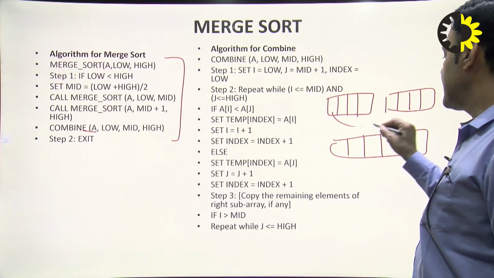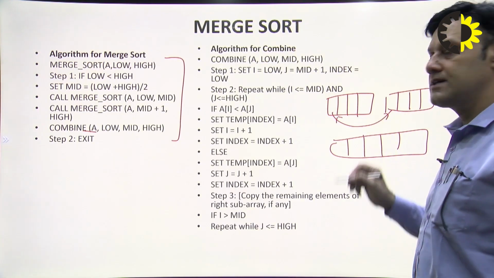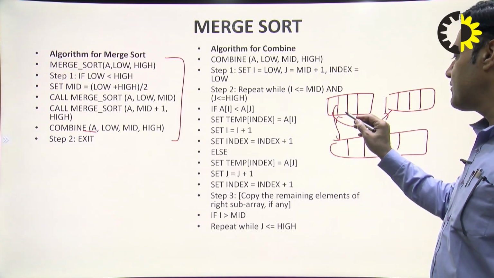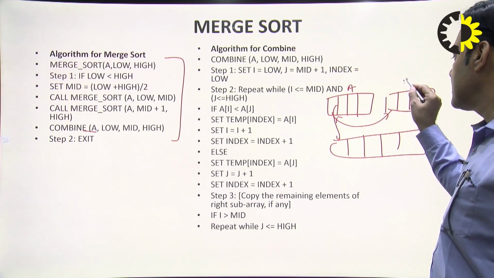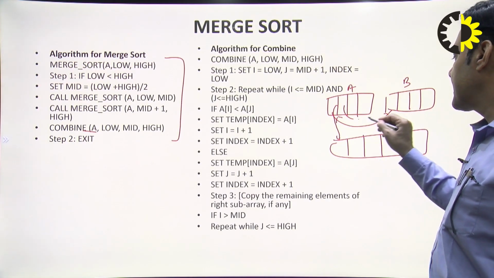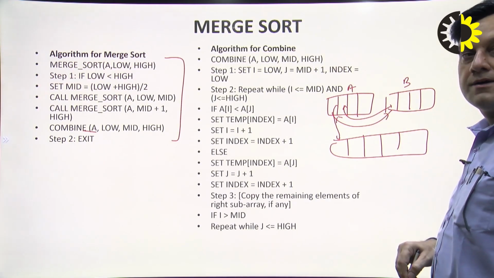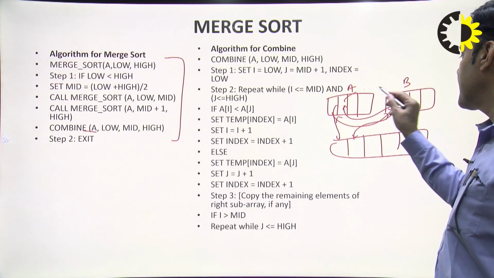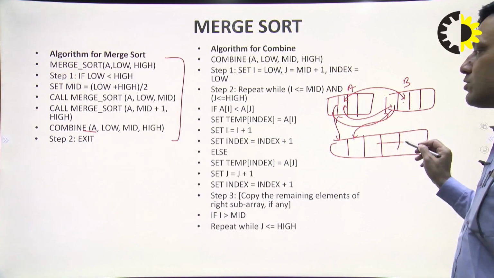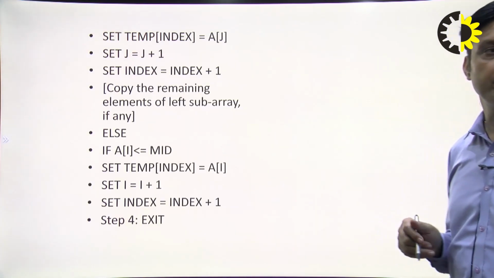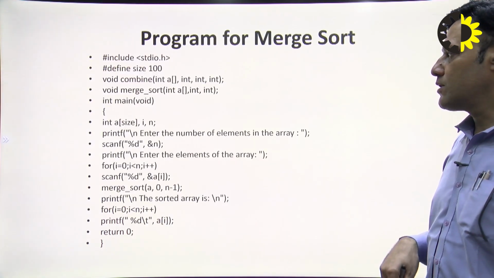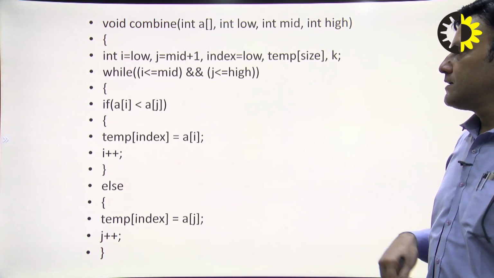So we will compare the elements. For example, the element from this will come here, then we will increment the value of this A partition. Now this element will get compared again with this element. Okay? For example, now this element will come here, then we will increment this, then this element will get compared with this element, and so on. Like this, the merge sort will take place. Right? So this is the program. This is the algorithm.